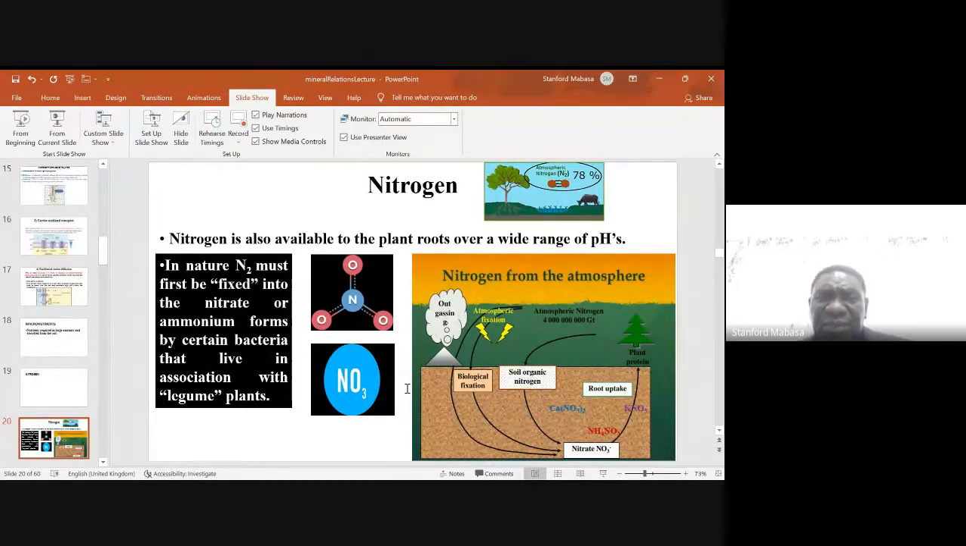Now, nitrogen can be available over a wide range of pH. You have just a diagram showing how nitrogen can be obtained from plants or trees which may decompose, or from the atmosphere, and it can be added into the soil. But farmers can directly put artificial nitrogen via ammonium nitrates as top dressing.